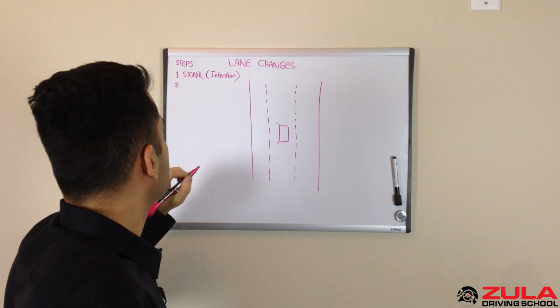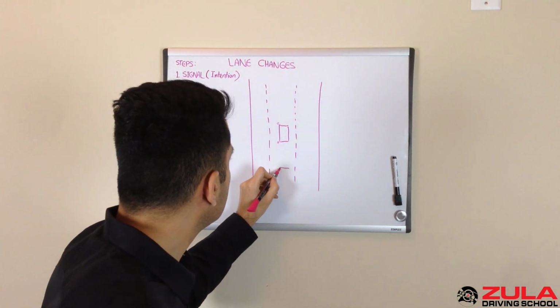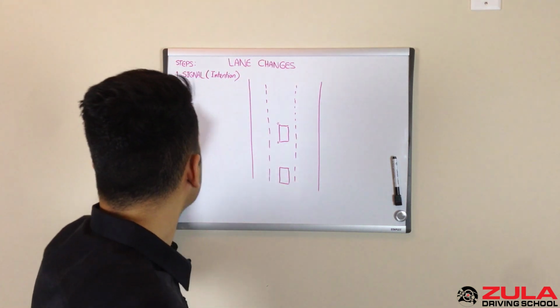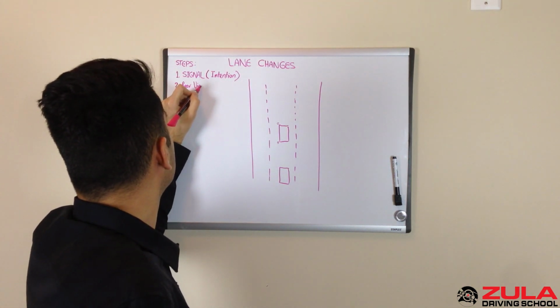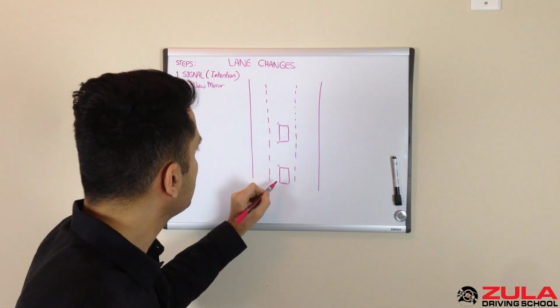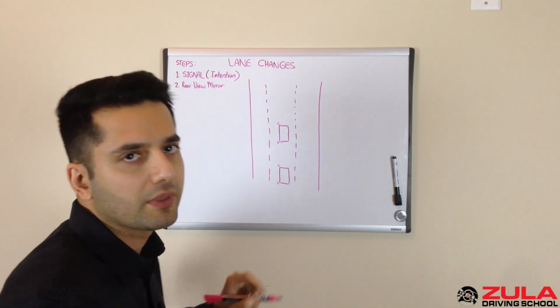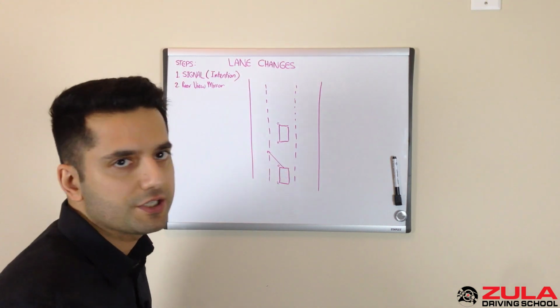The next step is you want to check to see what's happening behind you. So you want to see, what is the car behind me doing? Is there a car behind me? So you want to check your rear view mirror. And the reason this is important is because if they are signaling their intention to change lanes, perhaps we don't want to be changing lanes at the exact same time that they're changing their lane.